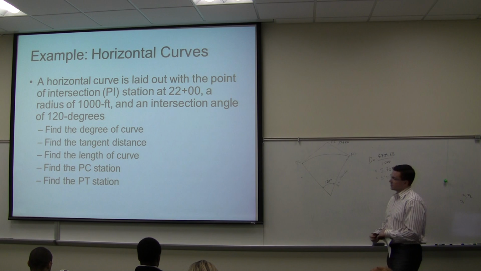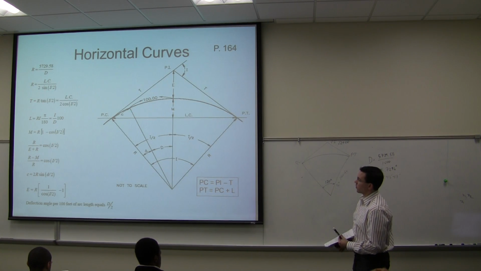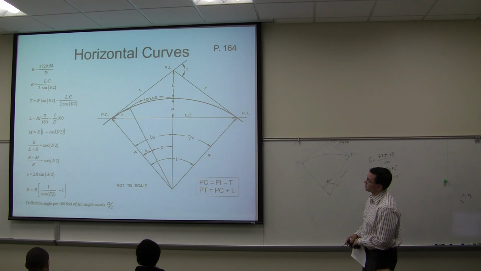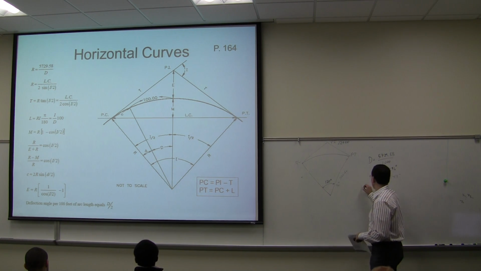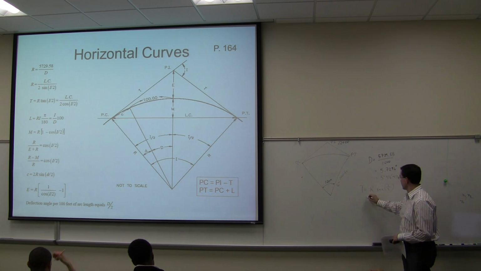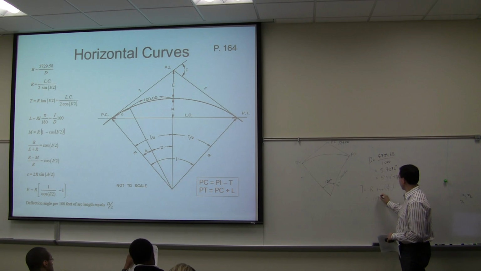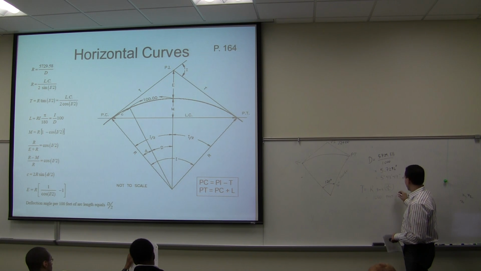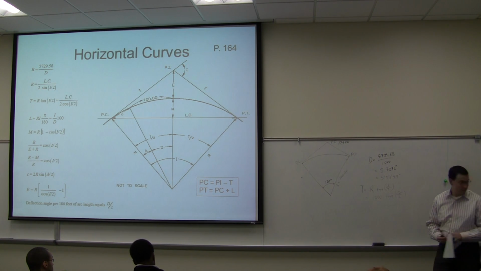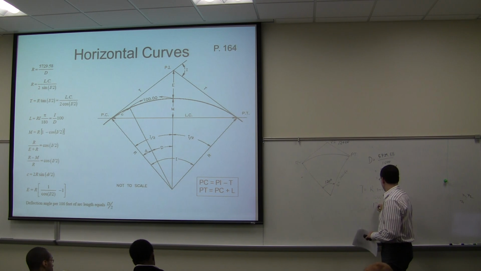Now what's the tangent distance? These horizontal curve problems are pretty much about finding the right equation. So for tangent distance, which equation is the easiest? T equals R tan I over 2. So this would be 1,000 times the tangent of 120 over 2. What is it? 1732.05.